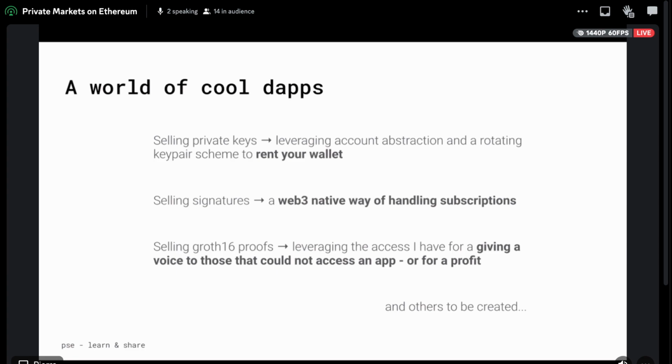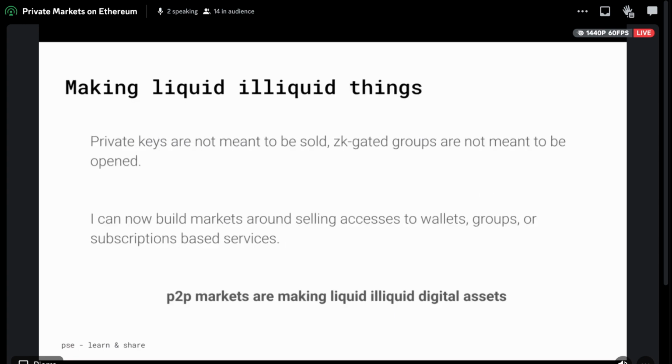And in general, it actually gives some pretty interesting utility to your NFT because it means that you can now start to use your NFT to generate proofs about it and sell back those proofs to people that are interested in accessing the ZK-gated app. And of course, there are a lot of other dApps that can be created using that scheme. And I would be super excited to see what they look like.